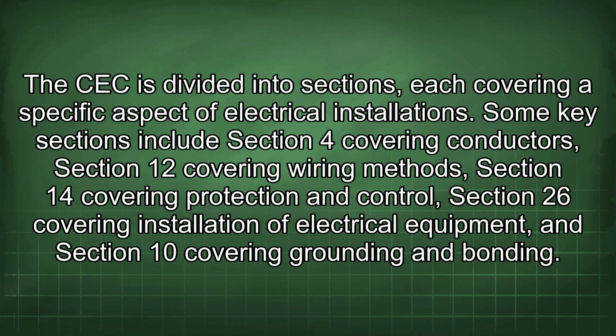The CEC is divided into sections, each covering a specific aspect of electrical installations. Some key sections include Section 4 covering conductors, Section 12 covering wiring methods, Section 14 covering protection and control, Section 26 covering installation of electrical equipment, and Section 10 covering grounding and bonding.